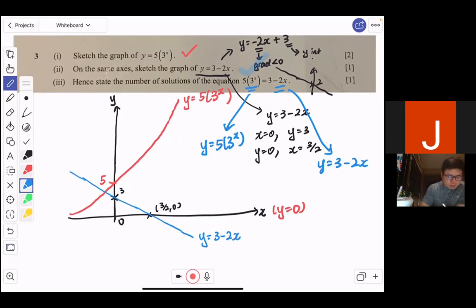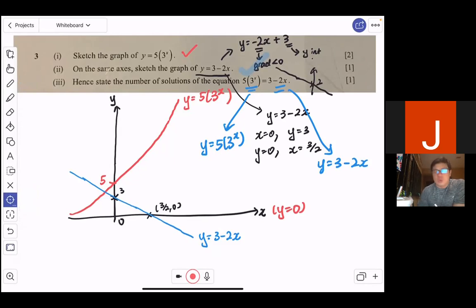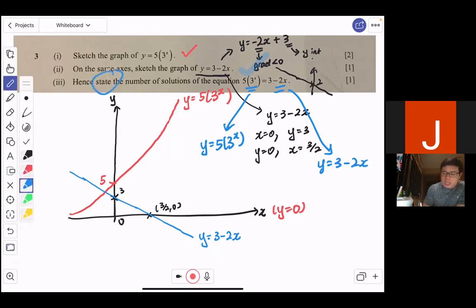Over here, you see there's only one intersection. It means that there's only one solution. You can see it's just a word statement. So part 3, there's only one solution because there's only one intersection here.